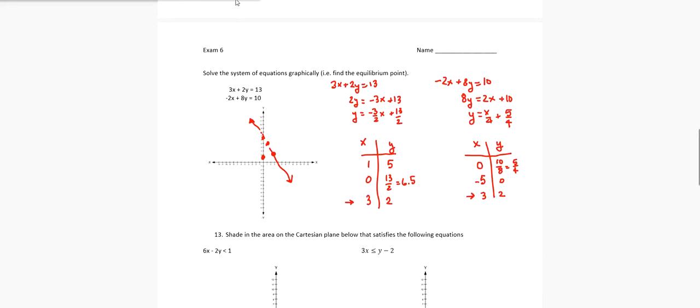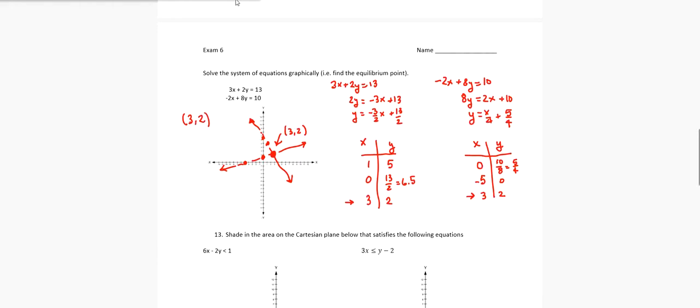3, 2 is this point here. And then minus 5, 1, 2, 3, 4, 5, minus 5 and 0. So that looks like this line here, heading in this direction. This is our intersection, which is 3, 2. And that is the answer to the problem.